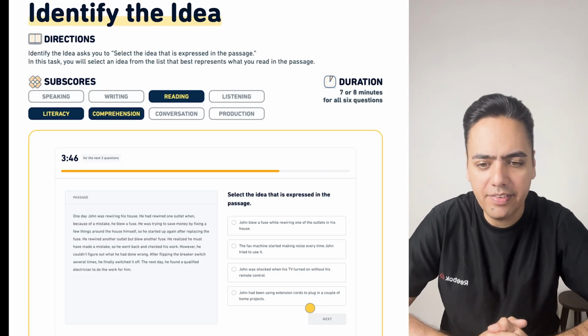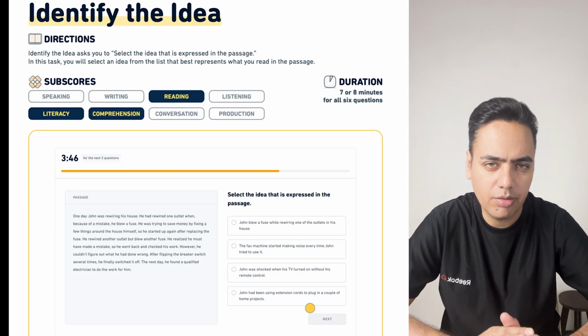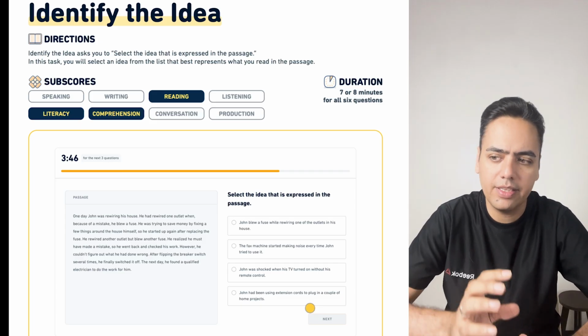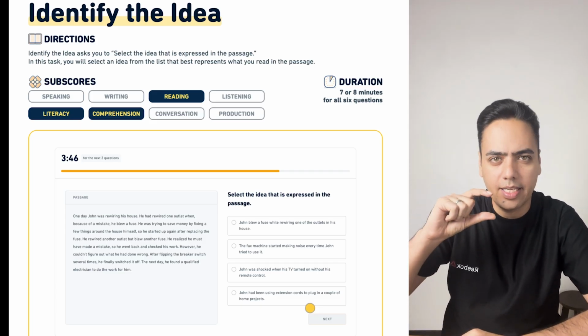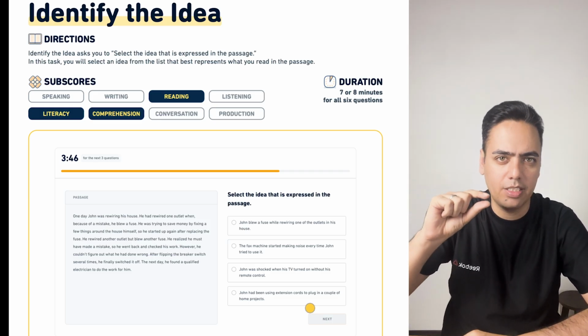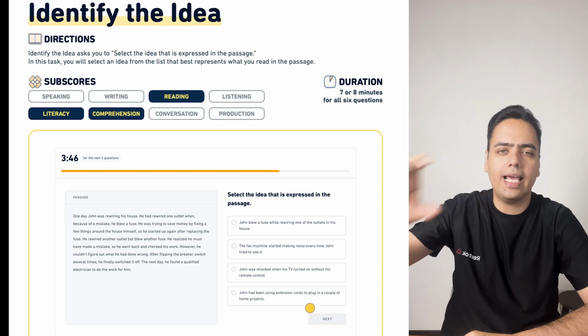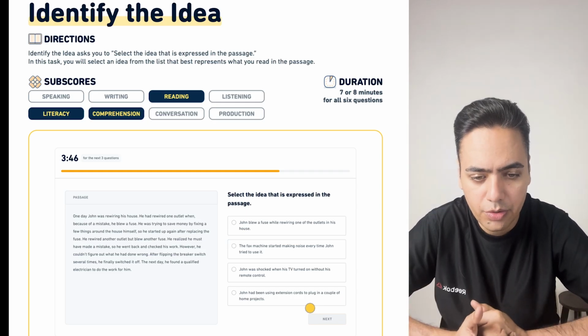Okay, next up we have identify the idea. If you have seen other tests like IELTS or Cambridge or TOEFL, you see that there were some questions that ask you, for example, which paragraph includes this information, or which paragraph refers to this, or choose the heading. This is kind of similar to those kind of questions.